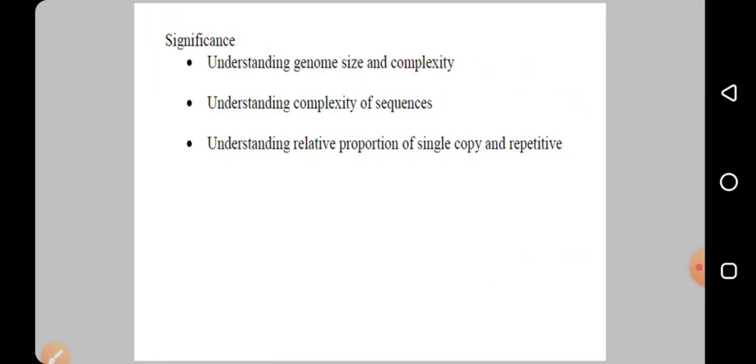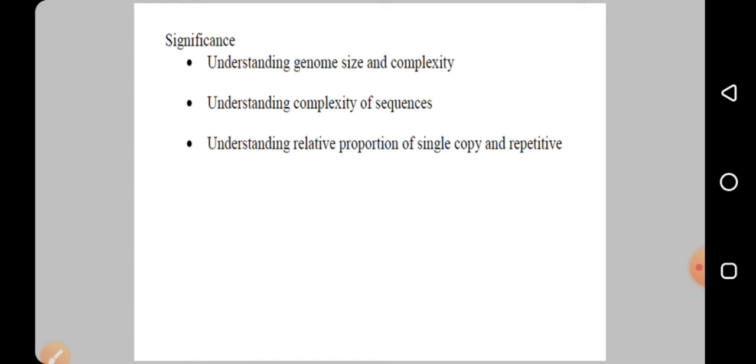So let us move on to the last stage, that is the significance. What is the significance of this Cot curve analysis? So you can understand the genome size, what is the genome size and what is the complexity of a genome, whether it's a highly complex or a simple genome. Understanding complexity of sequences. One is the genome complexity you are understanding. Second thing, you are understanding the complexity of sequences. Then finally, understanding relative proportions of single copy and repetitive sequences. How many single copy are there? How many repetitive sequences are there? That means genome size, complexity, sequence complexity, single copy, and repetitive nature.